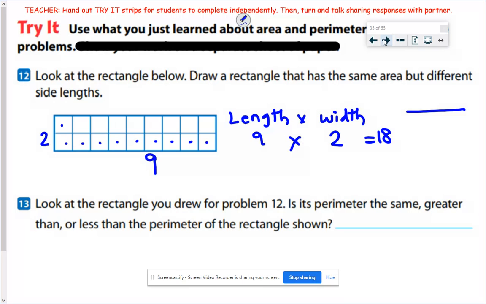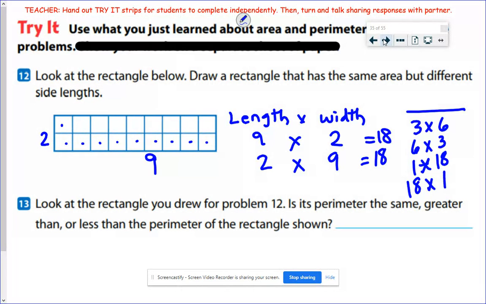So you could make one, we could flip that one and you could make it 2 rows long and 9 rows tall. 3 times 6. So you can make it 3 long and 6 wide, or you can make it 6 wide and 3 long. 1 by 18. These are just all those different, like we did with those first examples, take those different measurements and turn it into a rectangle.